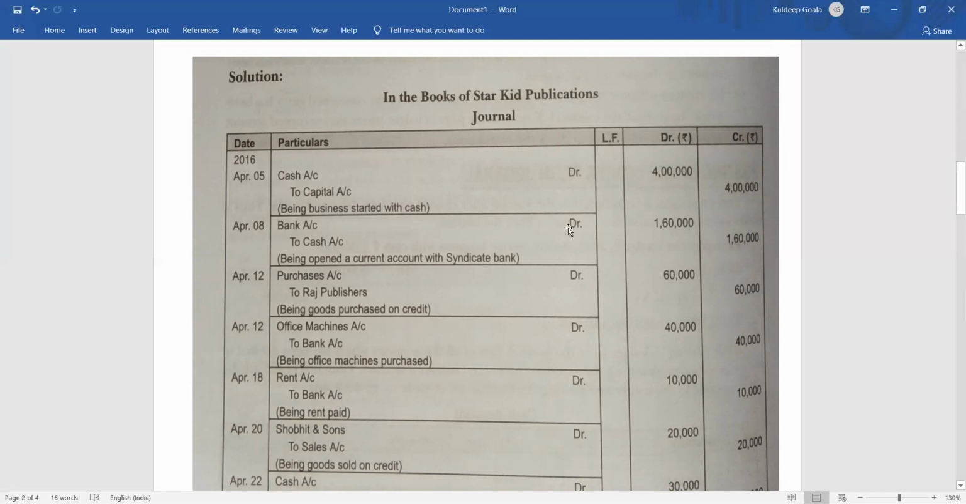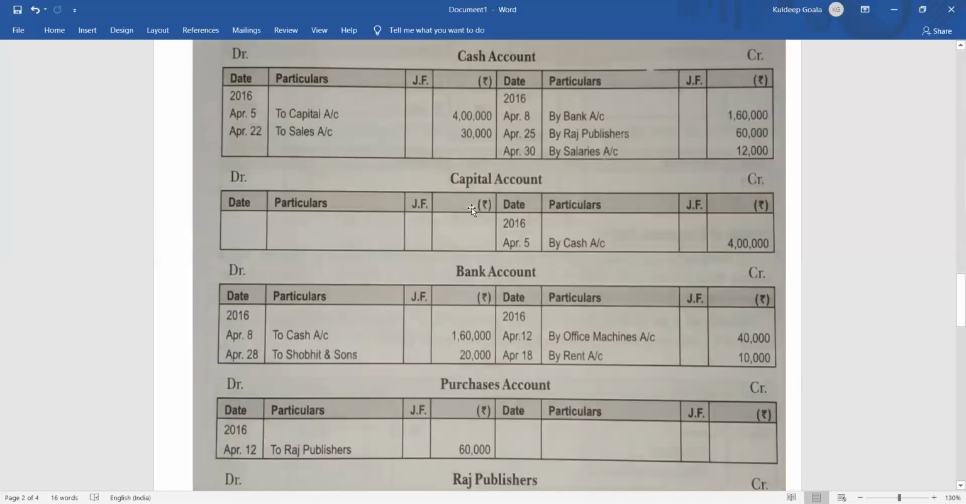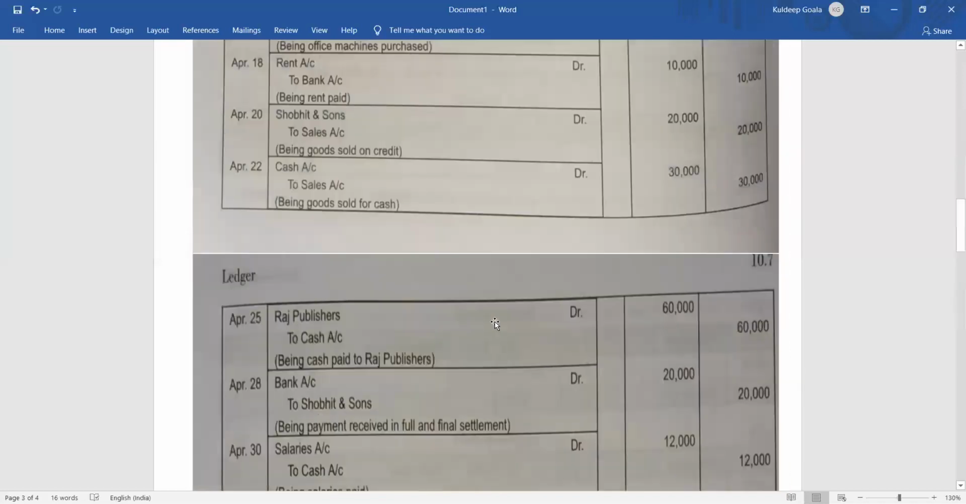So bank is debited. So go in the debit side of bank, and what will you write? You will write what is in the credit. So in the bank debit side, we will write down to cash, isn't it? In the debit side we start with "to". So just see here, the bank account we have prepared. So in the bank debit side, what will you write? To cash. To cash. How much? 1,60,000.